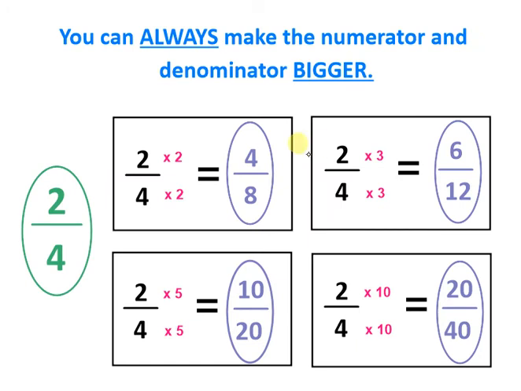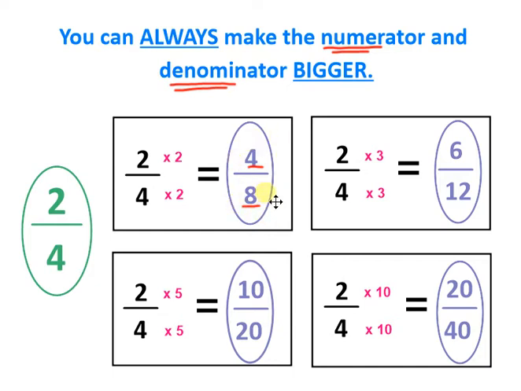All right, so you can always make the numerator and the denominator of a fraction bigger in order to make an equivalent fraction. So let me give you an example here. Here I have the fraction 2 over 4, okay? Focus in on this first box right here. The way I make it bigger is I multiply the top and the bottom by any number in the world that I want to. The key is that it has to be the same exact number. So I'm going to multiply the top by 2 and the bottom by 2. 2 times 2 is 4. 4 times 2 is 8. My new equivalent fraction is 4 over 8.